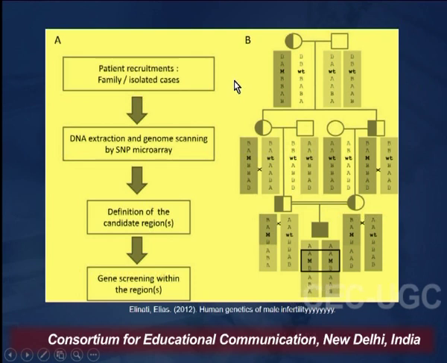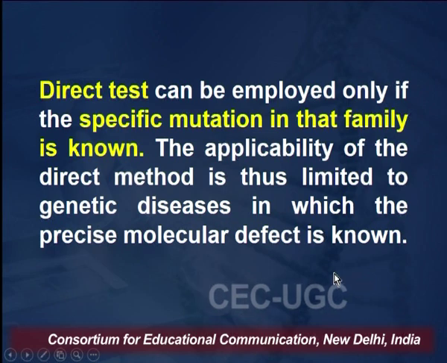So, this is how the inheritance pattern occurs, and then we need to identify. We need to recruit the family, we need to identify the marker, and we need to identify the mutation in the DNA, and then in the diseased state we need to diagnose whether the disease will be manifested or not. So, this is an indirect method of DNA test.